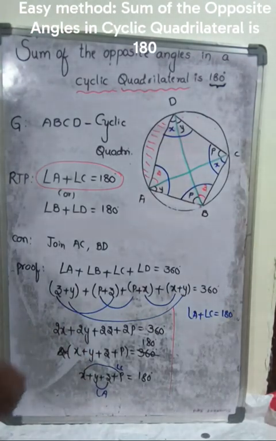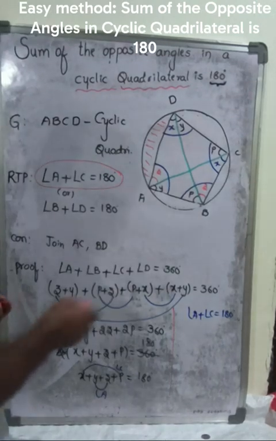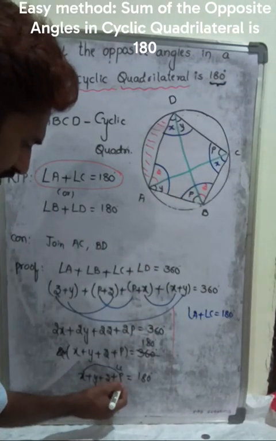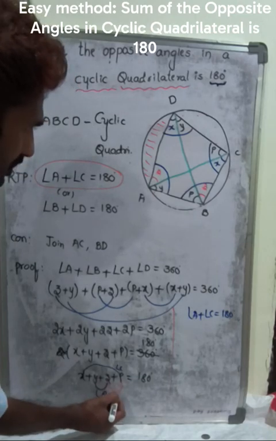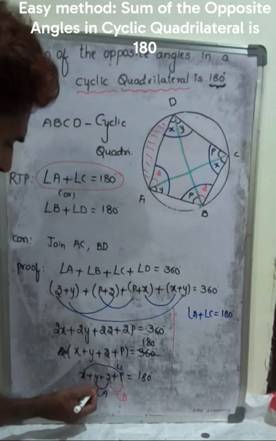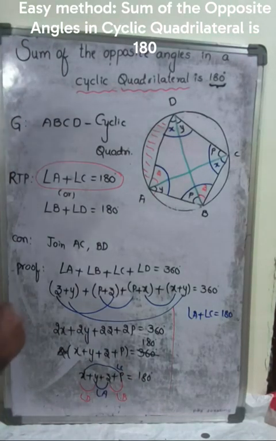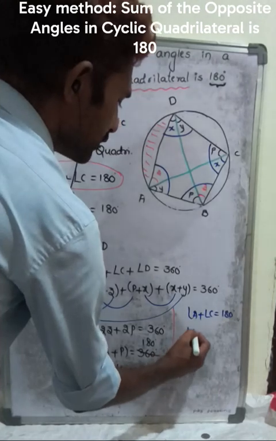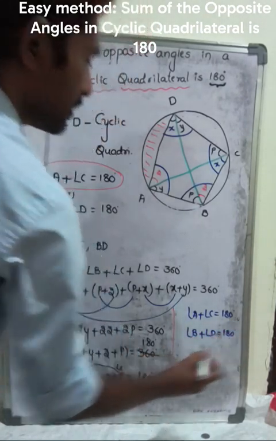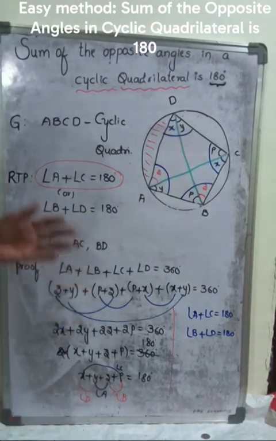In the same statement, we can show angle B plus angle D also. What is angle B? Angle B is nothing but p plus z. So now we need to consider p and z. This gives the angle B value. And what is x plus y? That gives the angle D value. So angle D plus B, which you can also write as angle B plus angle D. So in a single statement, we can prove these two statements.